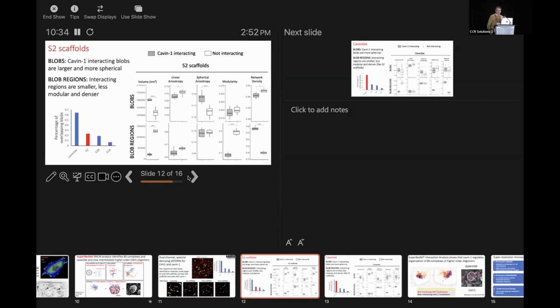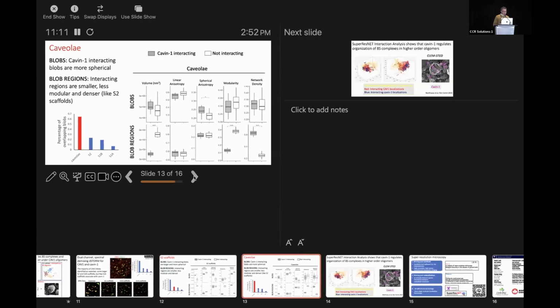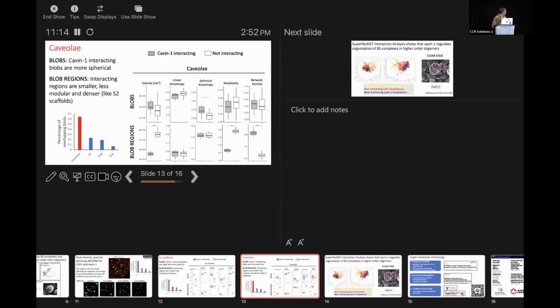We can go into the data and analyze a whole number of properties, and I'm showing you a few examples here. We can compare the cavin interacting blobs with the not interacting blobs. We can see that the size of the not interacting blobs is smaller, but we also see changes in the actual regions of the blobs. And so we can see that the blobs that don't interact are less modular, while those have reduced density. We see the same thing for caveoli: caveoli change in size, and the regions associated with the caveoli are changing.